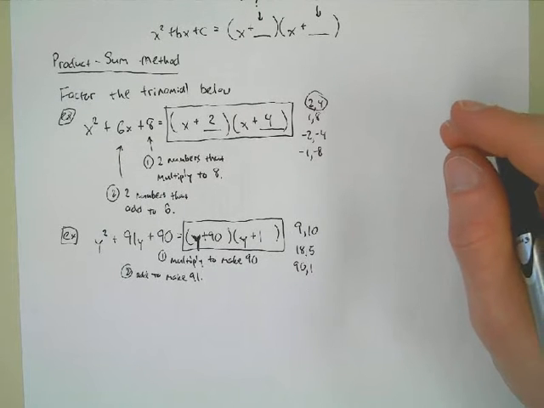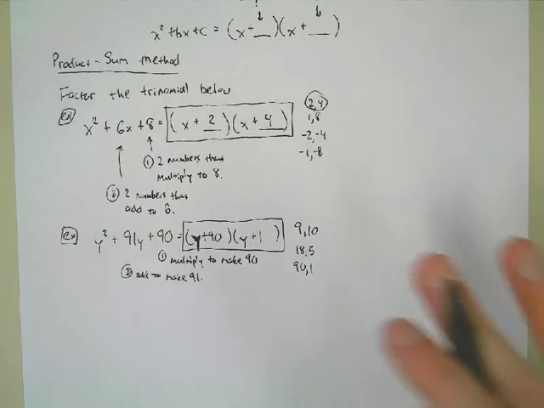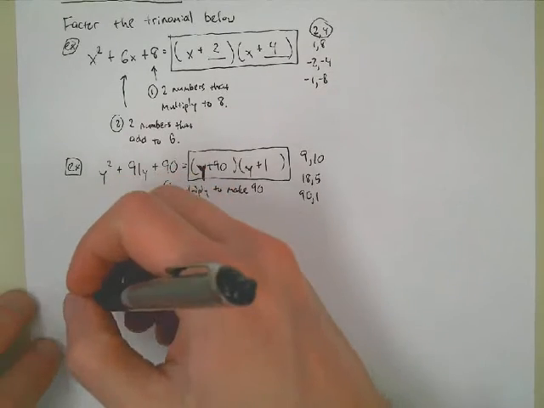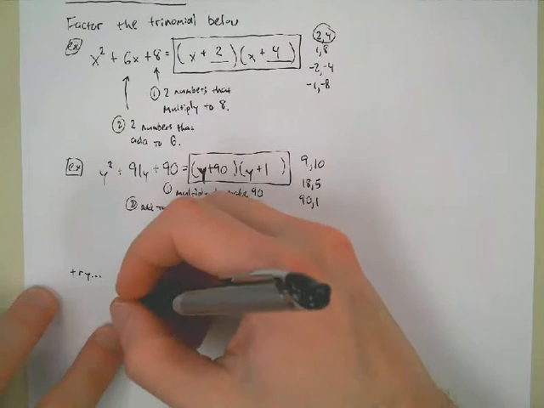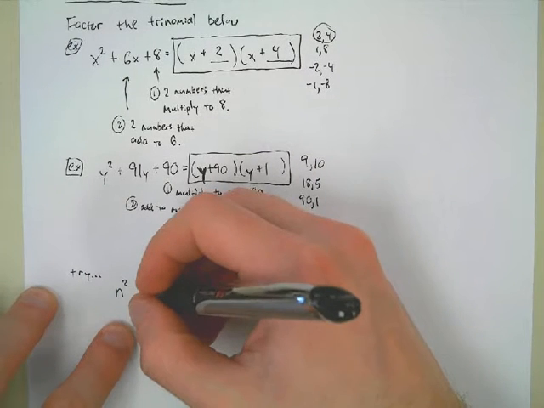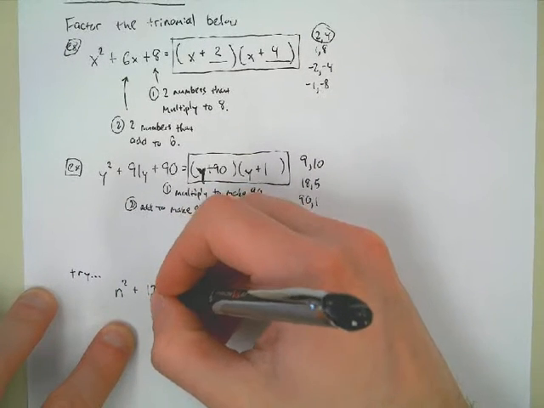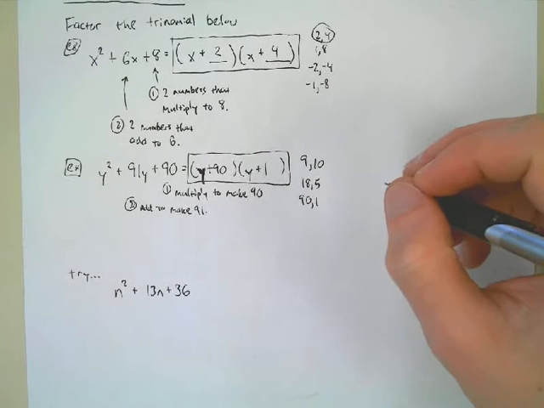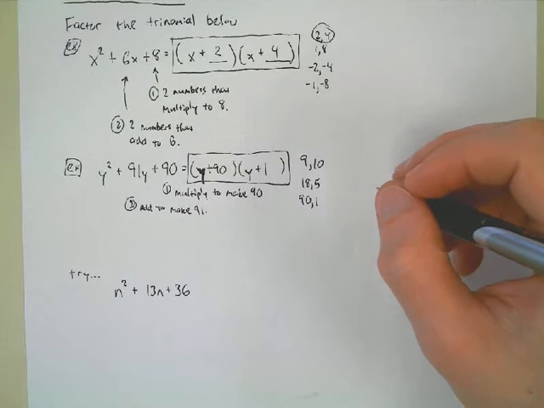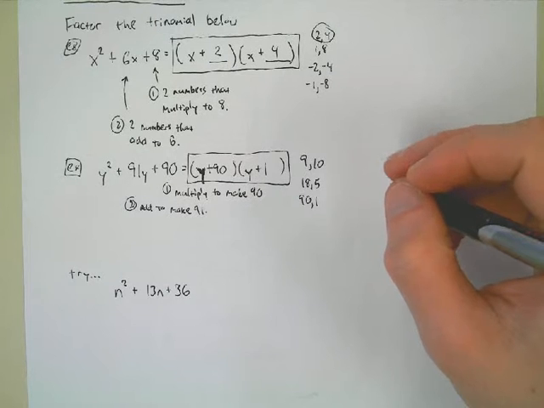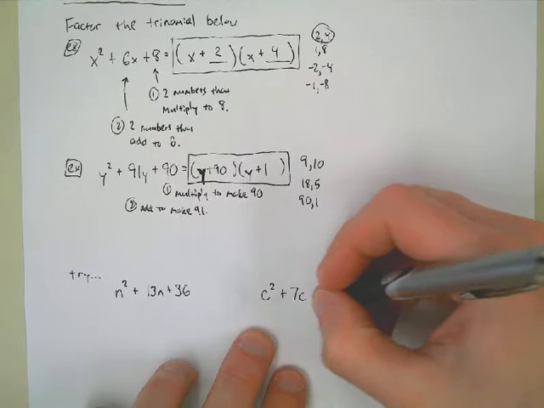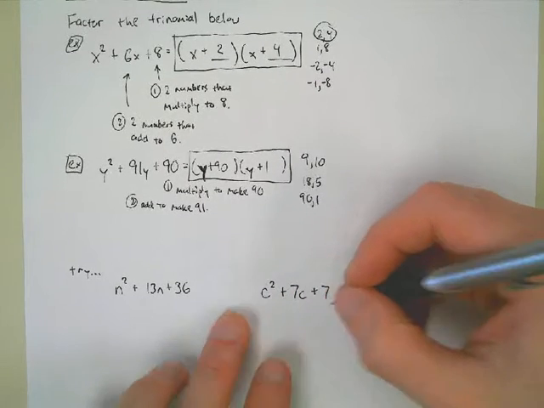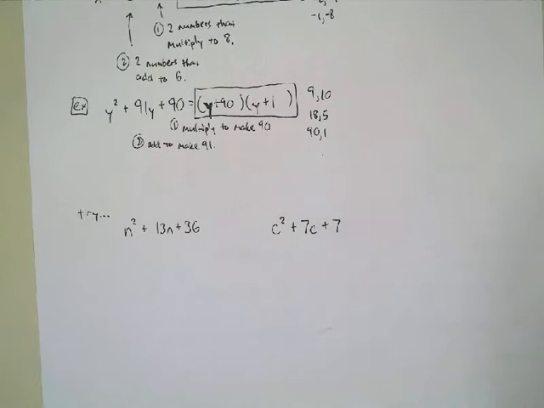All right, questions on any of that? All right, cool. Then we'll give you 2 to try here. Try n squared plus 13n plus 36, and then try c squared plus 7c plus 7. Go ahead and give those a shot.